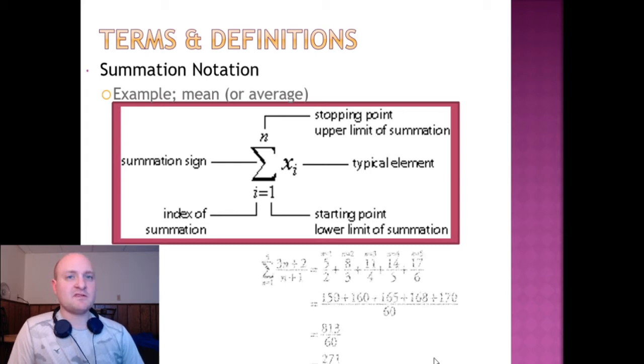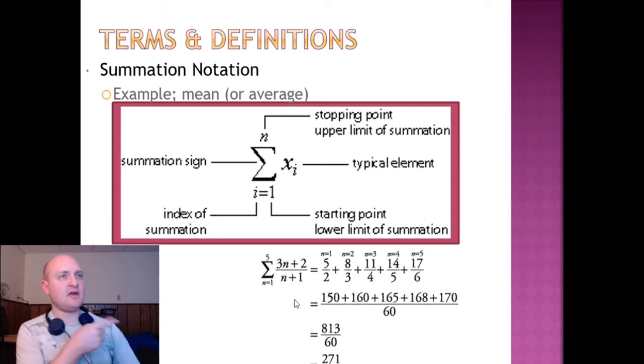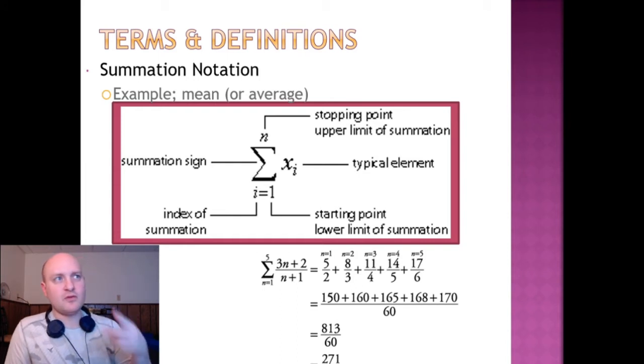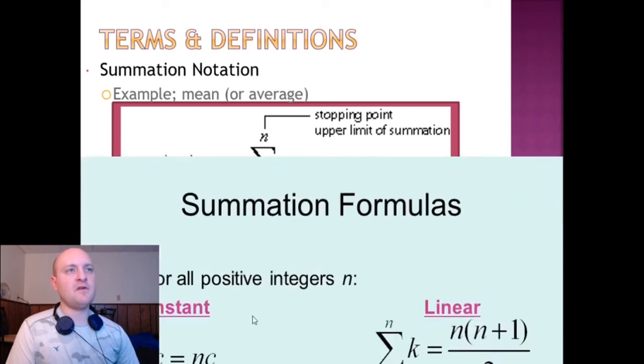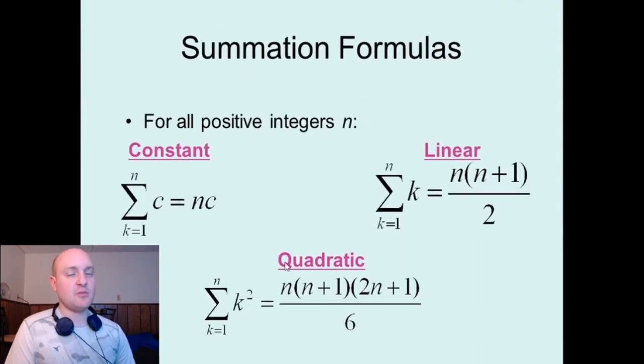For an example of what this looks like in action, we can see here, when you plug in 1, 2, 3, 4, or 5 for the n, you get 5 fractions, and each fraction is a representation of the result if you plug in 1, 2, 3, 4, or 5. And then you add up all those fractions and get your final answer. For your convenience, here are a few summation formulas that you may find helpful.